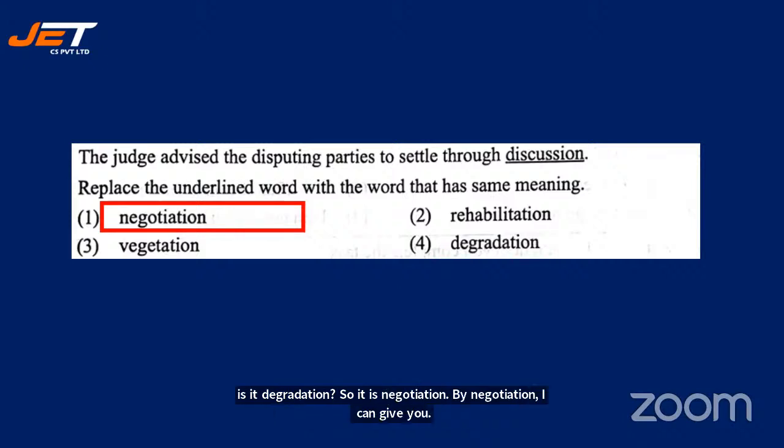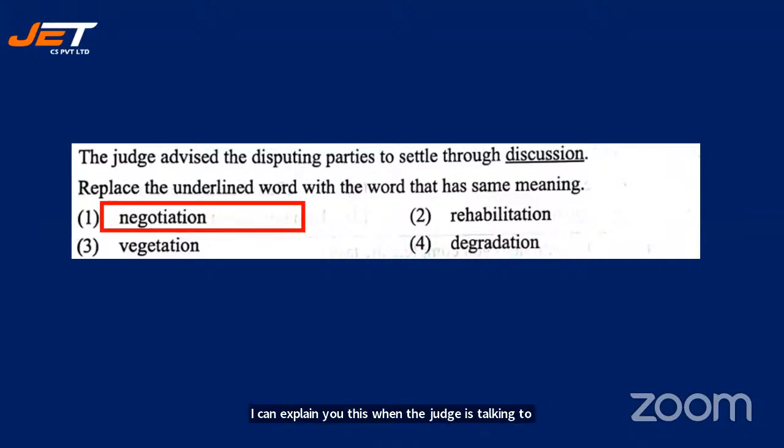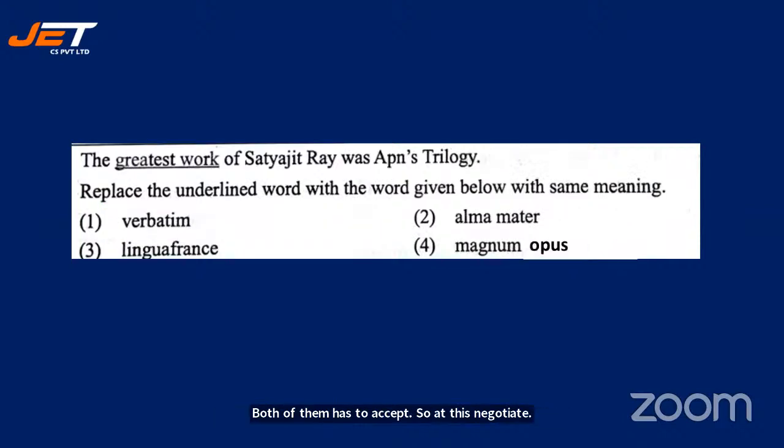I can explain this. When the judge is talking to both the parties, now both the parties are fighting, isn't it? So now one has to come down, the other one has to convince. So both of them have to come to a win-win situation. Both of them have to accept. So it is negotiate. Understood? Yes. See the next one.